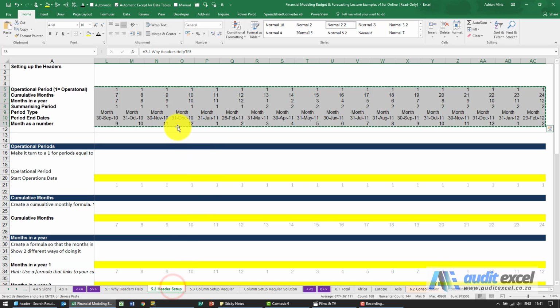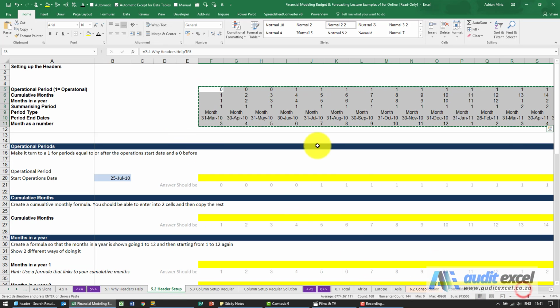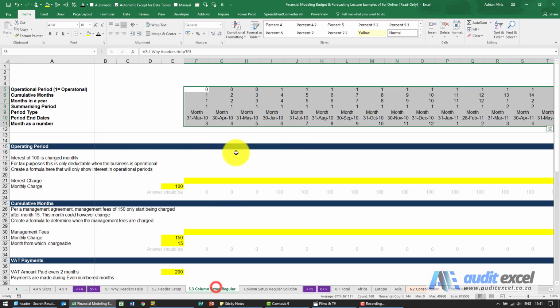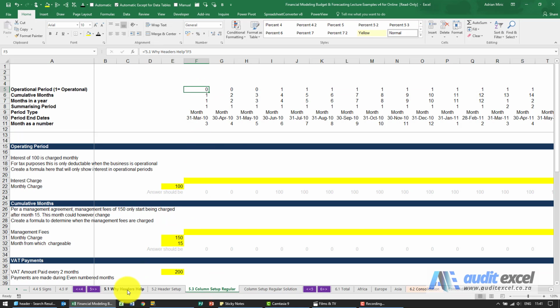If you look at all our other sheets, you'll see row 5, column F, it starts.